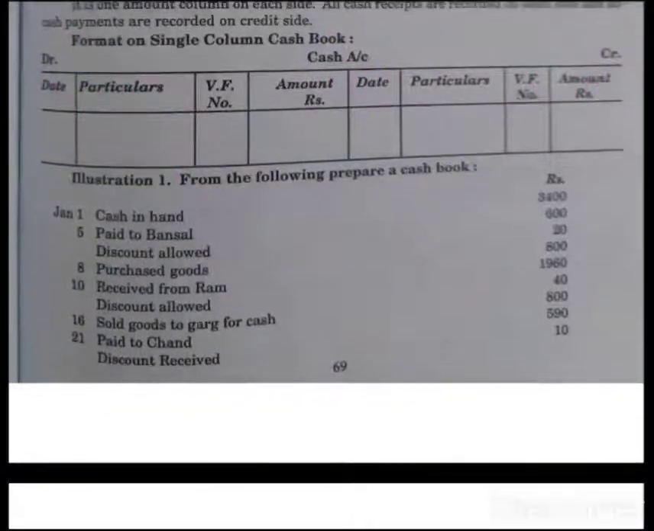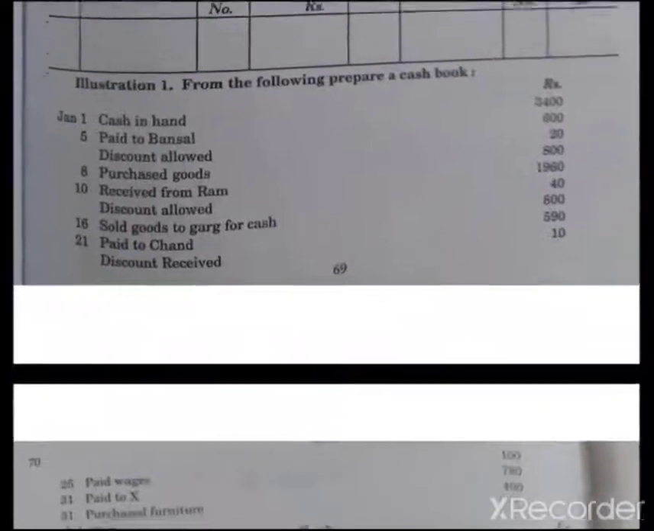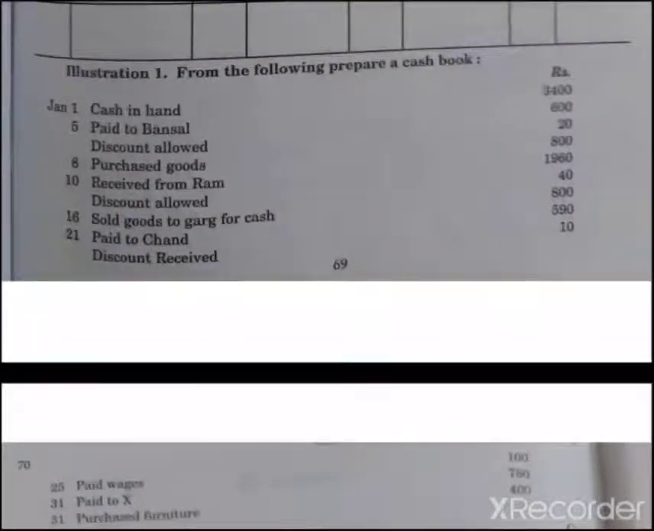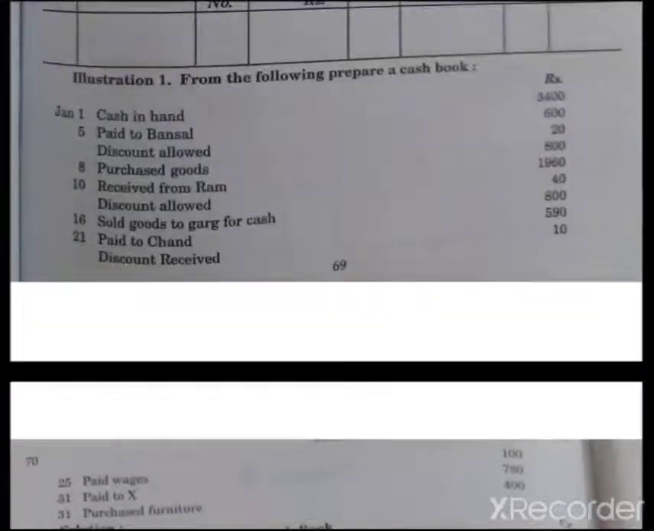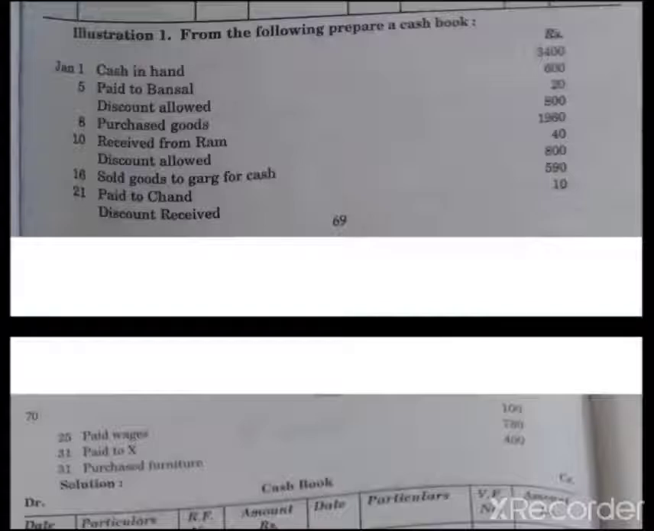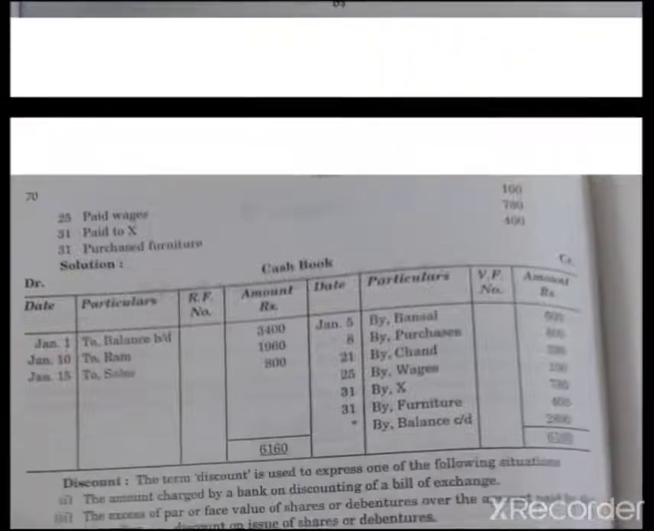Now we'll see a problem, an illustration, of how to solve this. In an illustration, from the following prepare a cash book. The transactions are given for January 1 to 31st. There are different transactions. Here cash in hand, paid to Bansal, discount is allowed, but since it is a single column cash book, there is no separate column for discount, so we'll consider this together. Purchased goods received from Ram, discount allowed. Sold goods to Garg for cash. Paid to Chandan, discount received. Like all those transactions that are here.